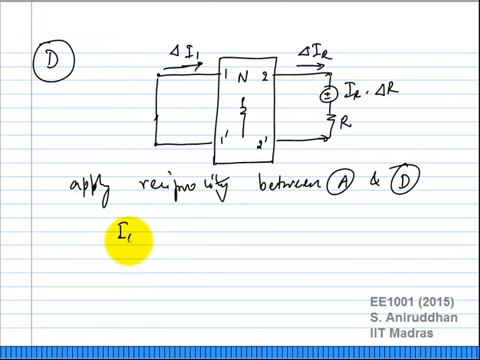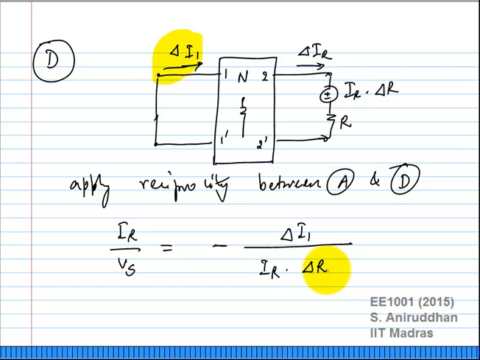So IR by Vs should be equal to minus... why is it minus? Because the direction of delta I1 is opposite, okay? So delta I1 by IR times delta R. Is that okay? IR by Vs is minus delta I1 by IR times delta R.